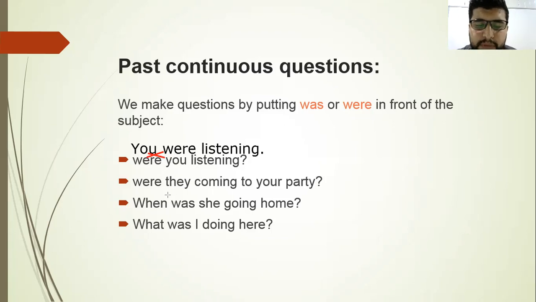For example, here, they were coming to your party. You can change it to a question, which is, were they coming to your party? She was going home. If we change it to a question, we say, was she going home? Or when we ask a question about when, we say, when was she going home?